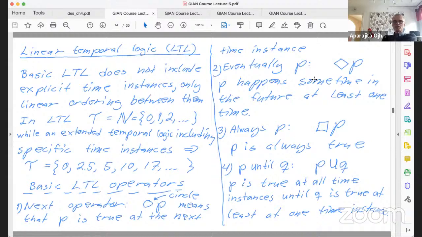So first the next operator, the circle, and eventually P is the diamond modality. P happens sometime in the future, at least one time. It's actually enough that it happens one time that P is true. While always P, square P, means that P is always true. And then we have the fourth one, and that is that P is true until Q is true. And that means that P is true at all time instances until Q is true at least at one time instance, to be very careful.